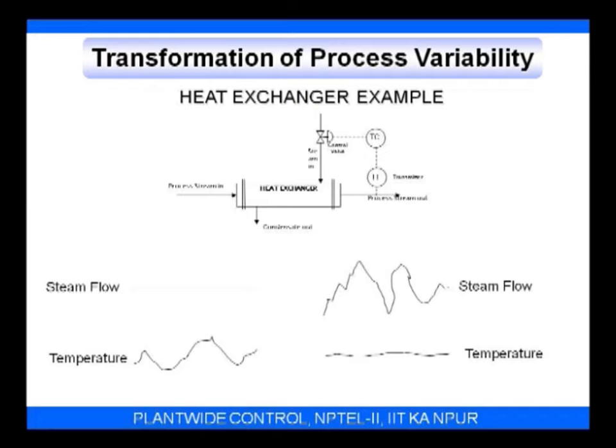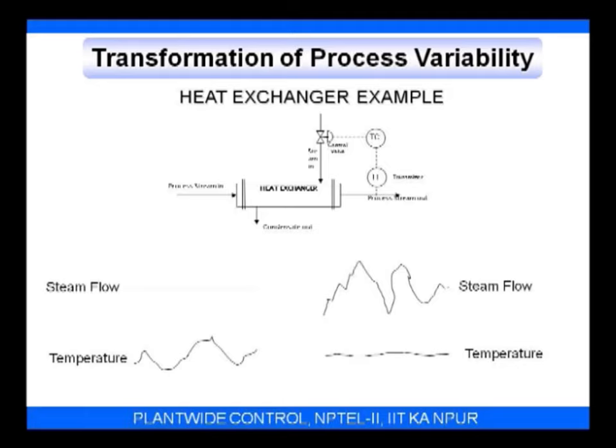Okay. Now, if the steam flow is kept constant, then because the flow rate of the process stream in and or the temperature of the process stream in itself changes, what you will have is that the temperature of the process stream out would show variability, and this variability is shown here. Alright. So, what you have is the steam flow is constant, as shown here, whereas the process stream temperature is showing variability.